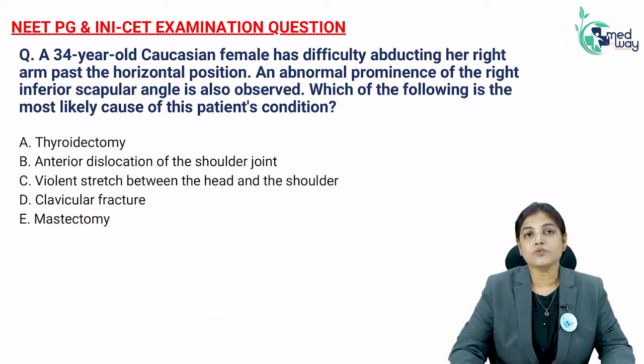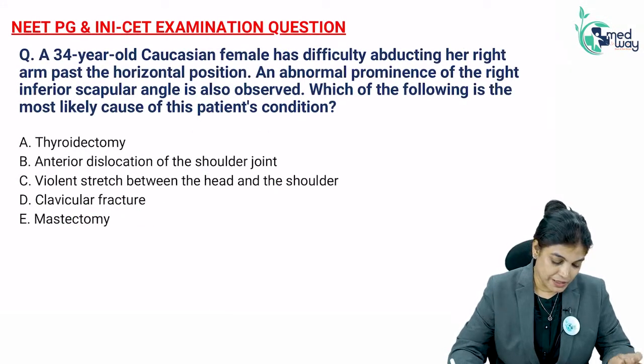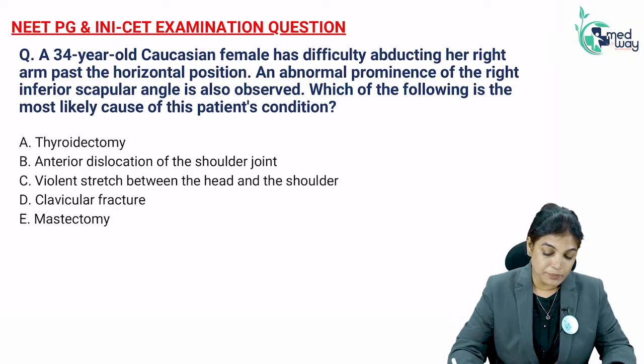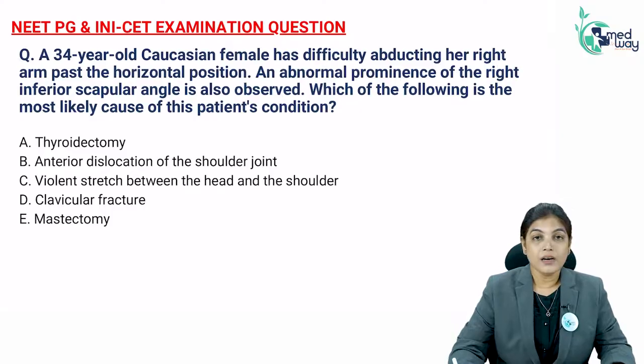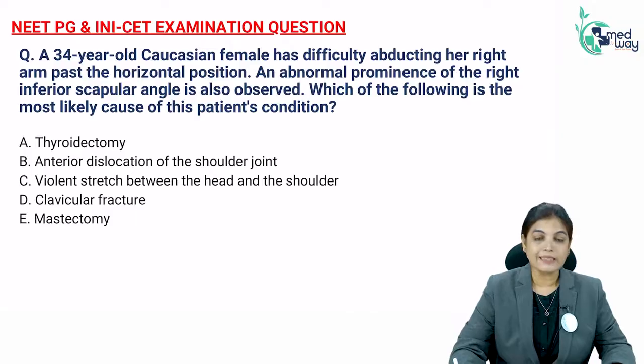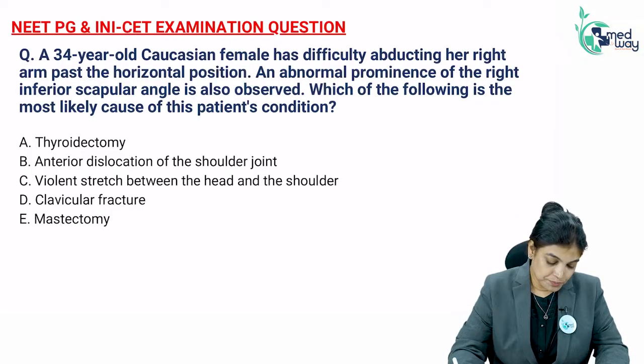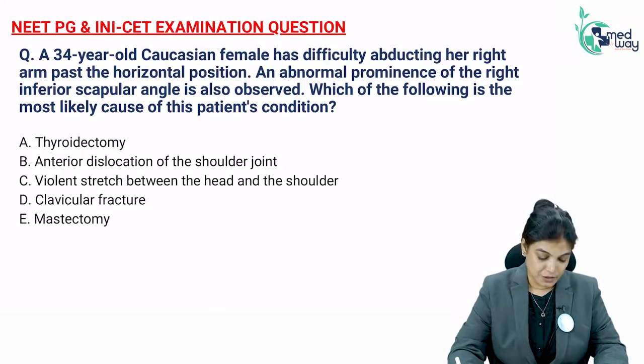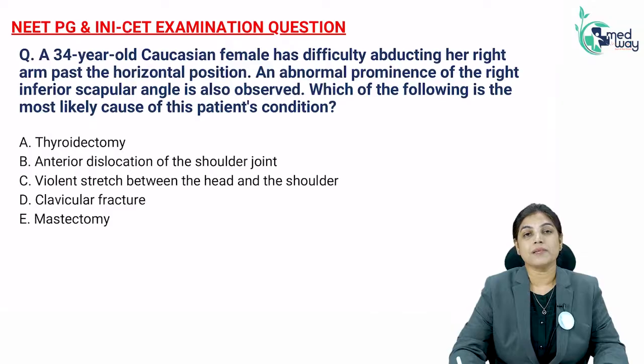Now I would like to solve a few MCQs along with you. Let me read it for you. A 34-year-old female has difficulty in abducting her right arm past the horizontal position, and abnormal prominence of the right inferior scapular angle is also observed. Which of the following is most likely the cause of the patient's condition? Thyroidectomy, anterior dislocation of the shoulder joint, violent stretch between the head and the shoulder, clavicular fracture, or mastectomy.